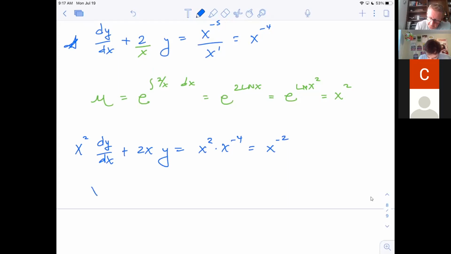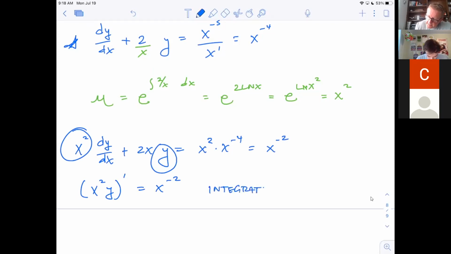So I say, okay, well, what is the product rule before it was taken? It's this term and this term. Those are the non-derivative terms. 2x was a derivative term. dy dx was the derivative term. So it's x squared y, its derivative is equal to x to the negative 2. And now I can take the integral, not the derivative, the integral of both sides.